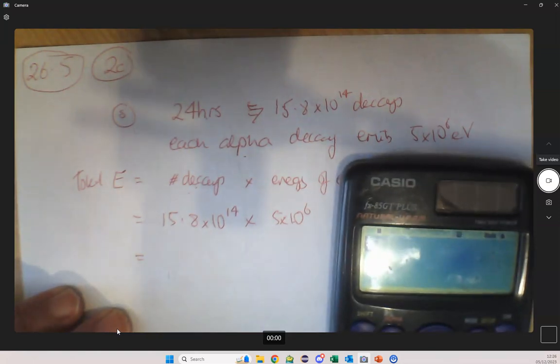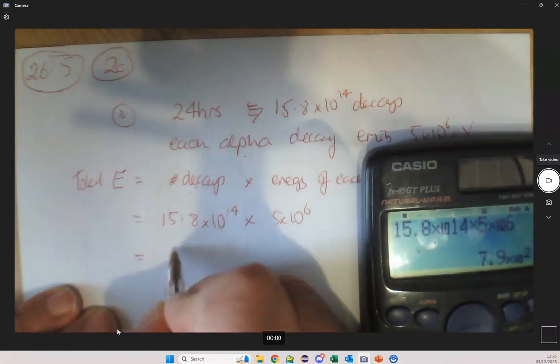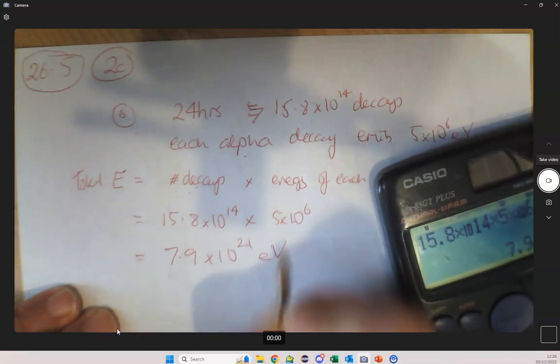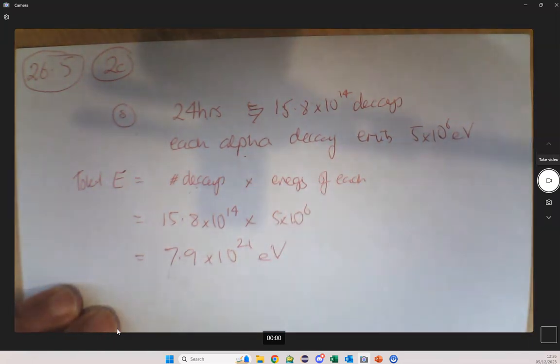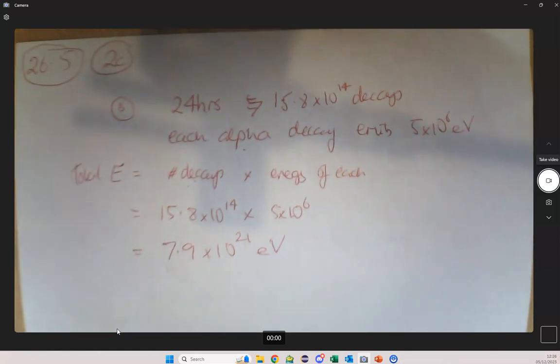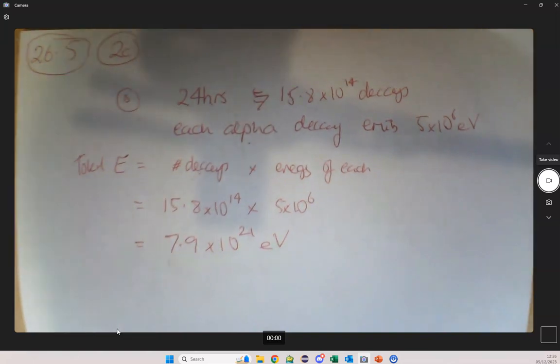So we've got 15.8 times 10 to the 14 times by 5e to the 6 gives me 7.9 times 10 to the 21, and we're working in electron volts, remember. So we've got electron volts at the moment. Now, having had a quick look, I can see that what they actually want is an answer in joules, which is not unusual, and you should be familiar converting between the two.